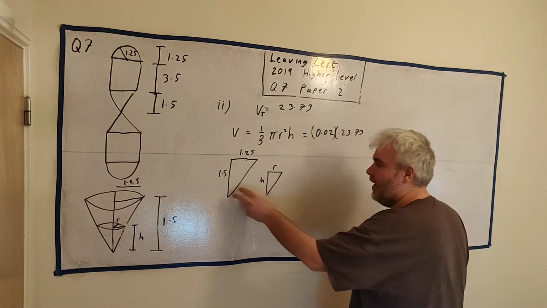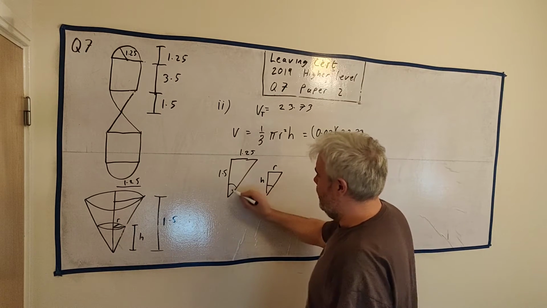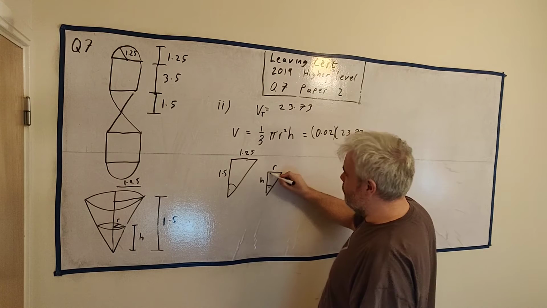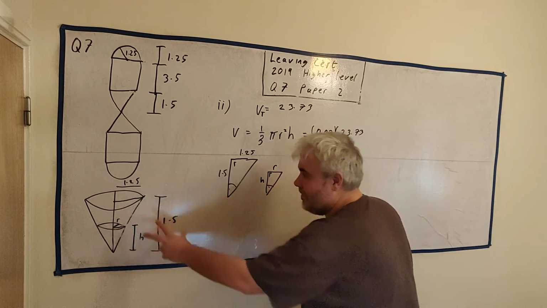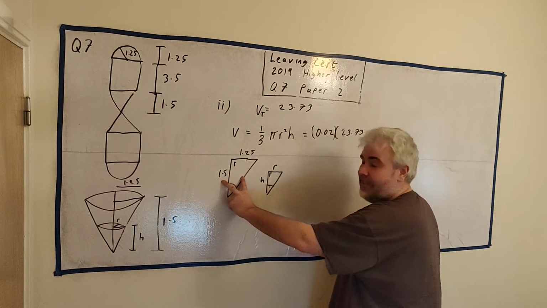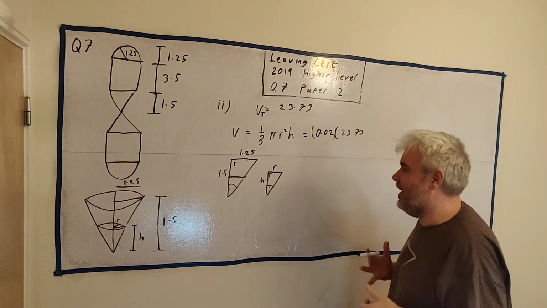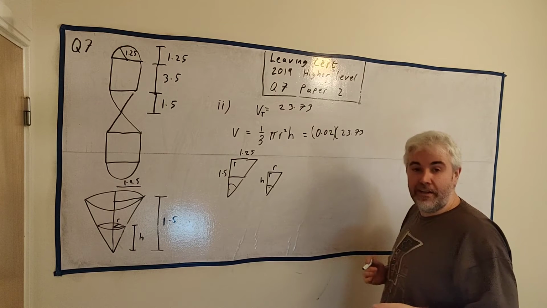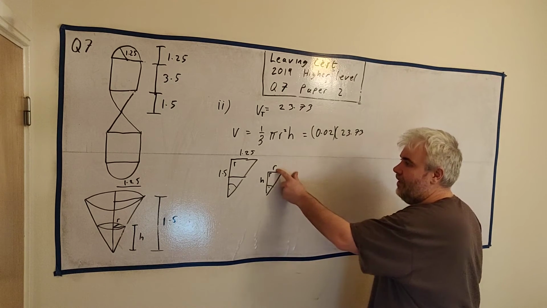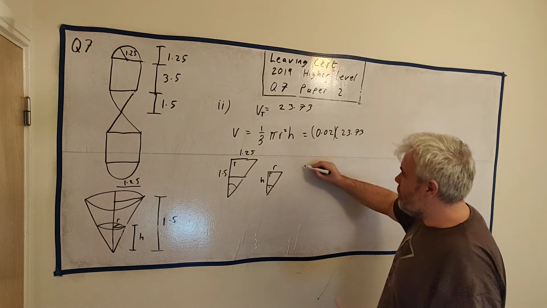But these are similar. They have all the same angles. Right angle, because this one fits inside this one, it would have to have the same. This would fit right in here. Everything has to be the same. And similar triangles, that tells us a lot. That tells us that these ratios are the same.